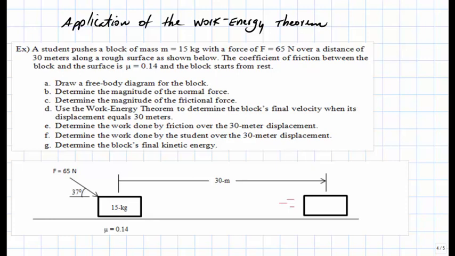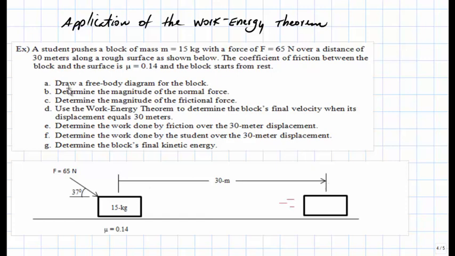But before we do that, let's just take note of this diagram. This is the force that's applied by the student. You can see it's 65 newtons in magnitude, and it's also directed at an angle of 37 degrees with respect to the horizontal. This is a rough surface. The block starts from rest, and as a result of being pushed by the student, it attains a certain final velocity, as we noted with these speed lines, and we're interested in finding that final velocity after the block has traveled a distance of 30 meters.